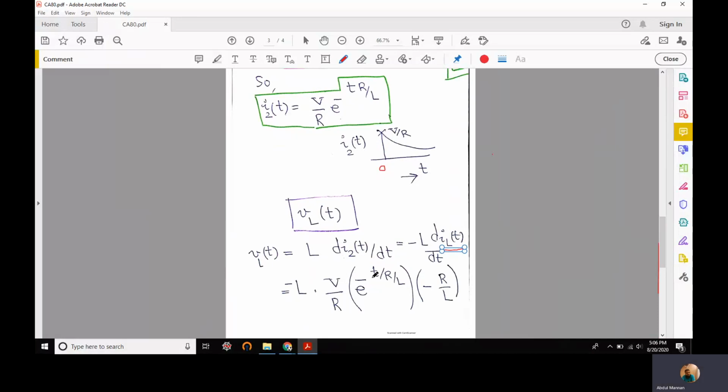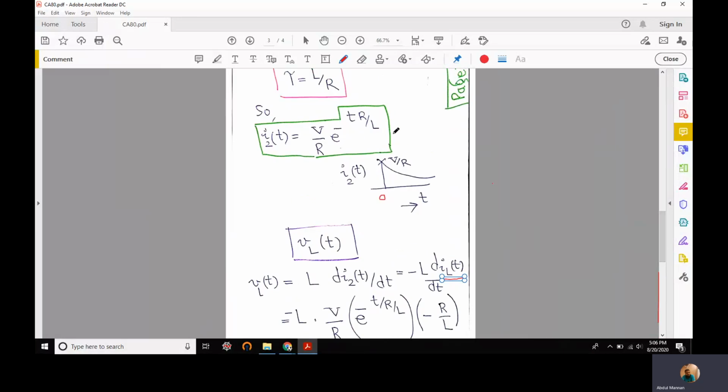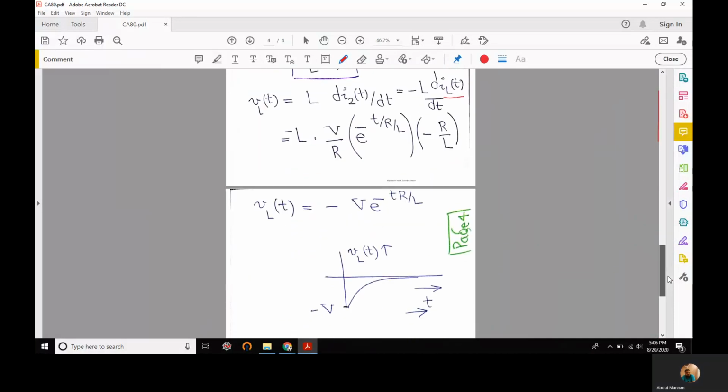Therefore, we have to put a minus here, and then if we compute the time derivative of i2(t) computed here, multiplied with the value of inductance L, it gives minus V e to the minus t R over L. And it is plotted like this.